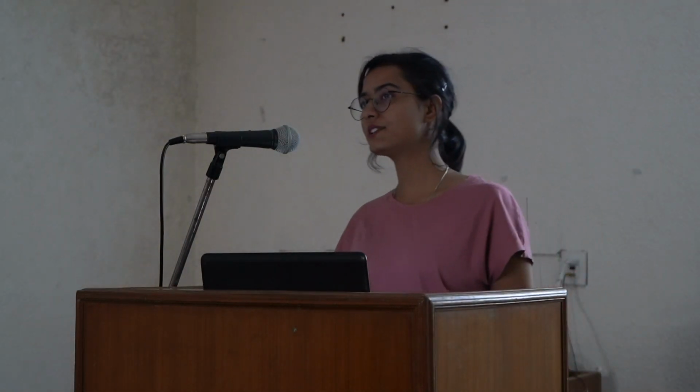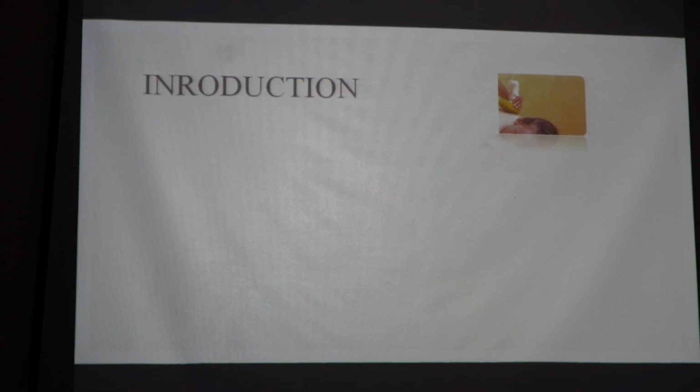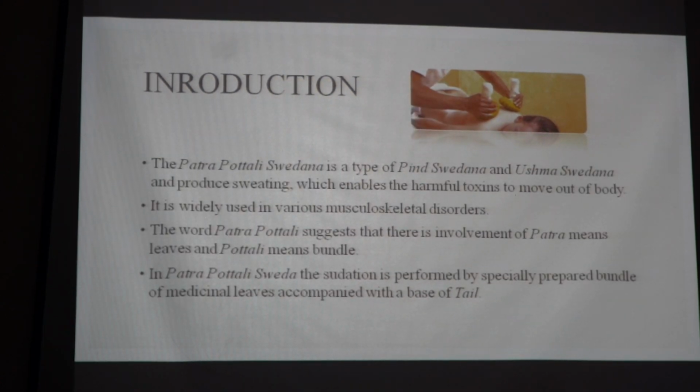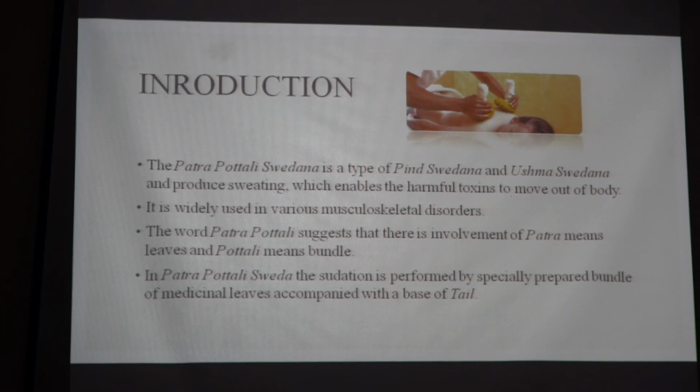So next is PatraPottali. Patra means leaves, Potli means bolus, and Sweda means we will be providing sudation by PatraPottali. Introduction. PatraPottali Sweda is a type of Snigdha Sweda or Ushna Sweda and produces sweating which enables the harmful toxins to move out of the body. It is widely used in various musculoskeletal diseases. In PatraPottali Sweda, the sudation is performed by a specially prepared bundle of medicinal leaves along with the base of oil.